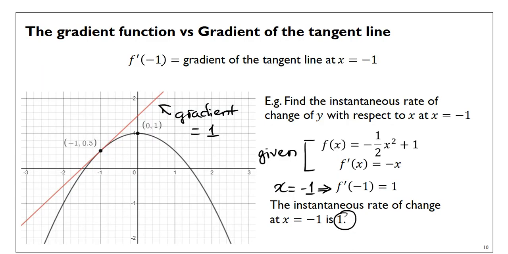That is it for the first video. Essentially, what you need to be able to do after this is to distinguish between average and instantaneous rate of change, know what the gradient function is, and know the difference between the gradient function, the instantaneous rate of change, and the gradient of the tangent line. All right, that's it for this one.